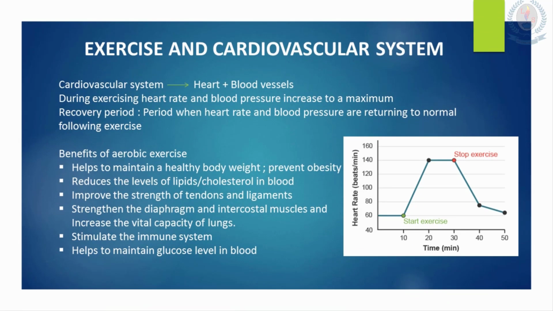So now let's discuss exercise and the cardiovascular system. The cardiovascular system is the heart and the blood vessels together. So during exercising, what happens? Heart rate and blood pressure increase to a maximum level in order to deliver extra oxygen to muscles. They remain at this level during the whole period of exercising, and then begin to decrease when you stop exercising.